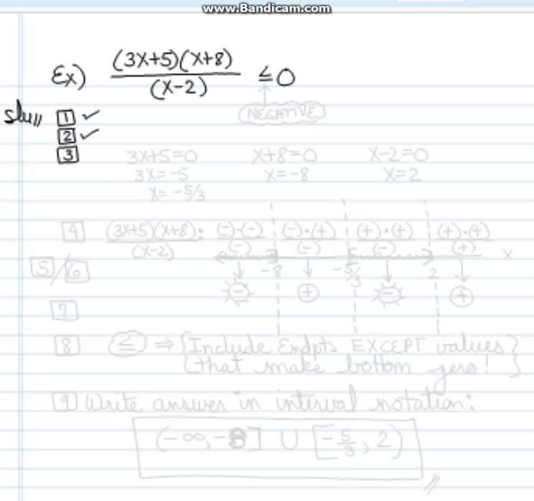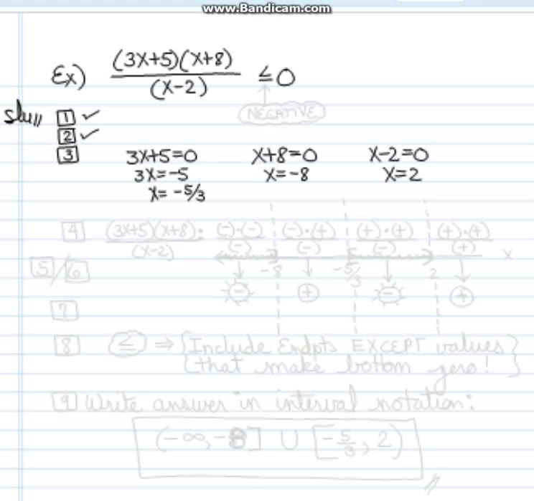and solve. So we have 3x plus 5 equals 0. We have x plus 8 equals 0. We have x minus 2 equals 0. Solve, we get 3x equals negative 5. In other words, x equals negative 5 over 3. Here we have x equals negative 8. Here we have x equals 2. So those are all real numbers.